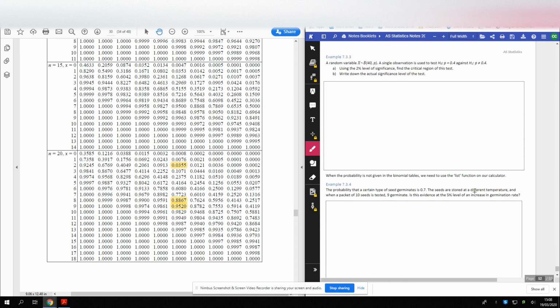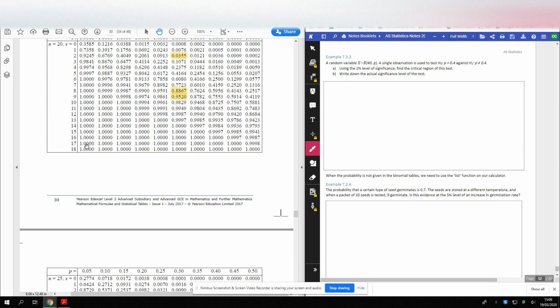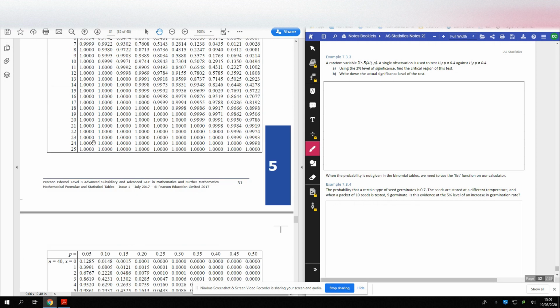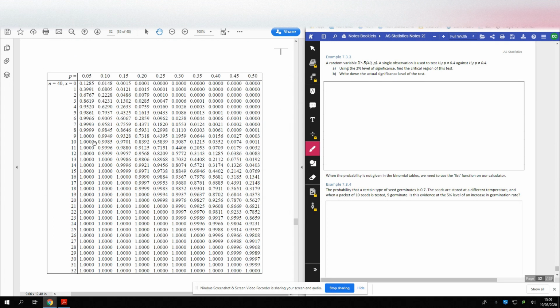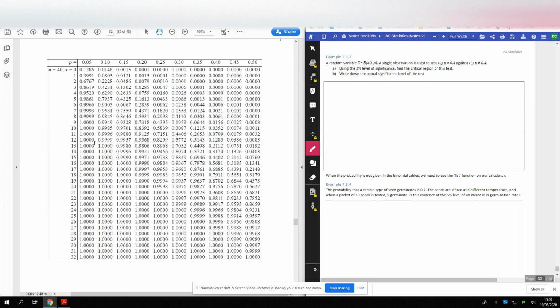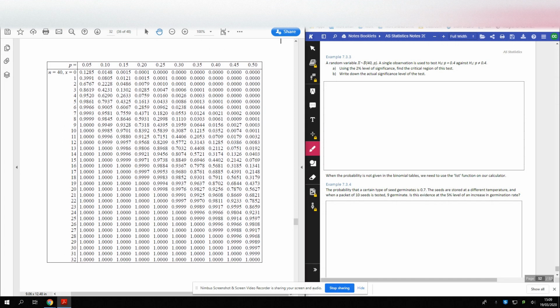Moving on. So the next example, we are going for n is 40. So in the tables, I need to go down to 40. And the probability that I'm dealing with is 0.4. So that's that one there. I'm working on that one there.